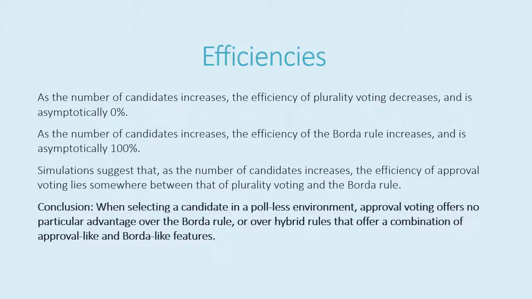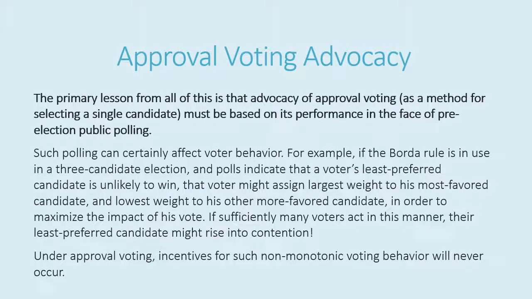In summary, in a poll-less environment, there seems to be little reason to consider approval voting as a leading alternative to Borda's rule or various hybrid rules. The conclusion is straightforward. If there is a reason to advocate the use of approval voting over other voting systems, that reason must be found in the way that pre-election polls of the electorate's voting intentions can influence voter behavior.